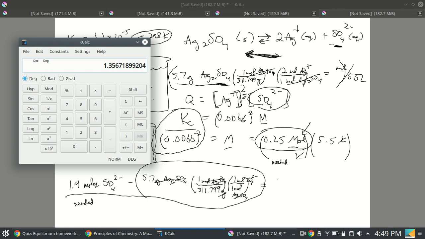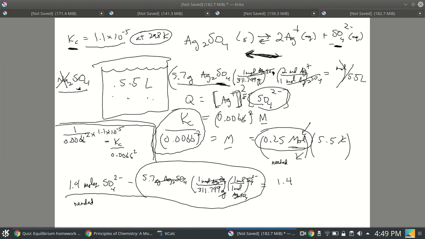All right? So I need to add 1.4 moles of sulfate ion. I must add 1.4 moles of sulfate ion. But how can I obtain 1.4 moles of sulfate ion? Watch carefully. 1.4 moles of sulfate ion.